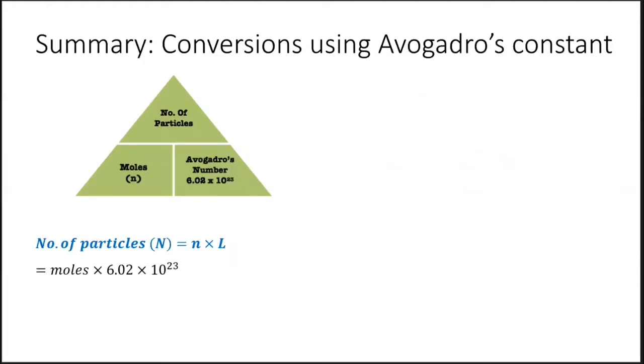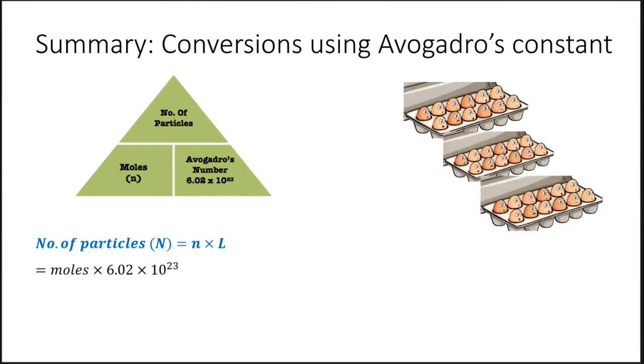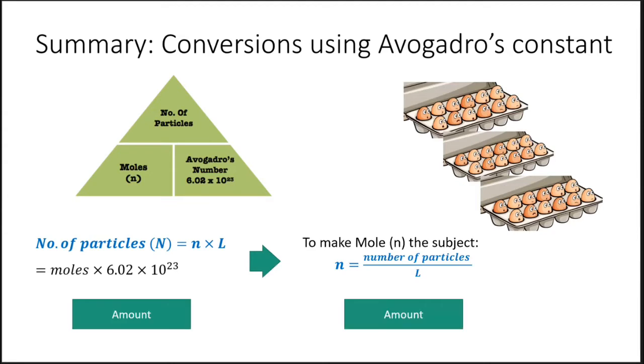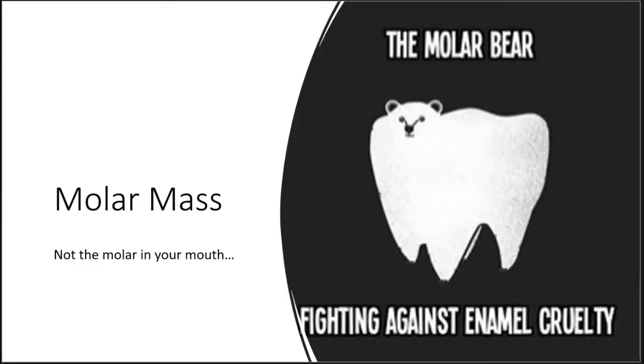In summary, for those who appeal to visual representation, this pyramid represents the relationship. The multiplication of the number of moles and Avogadro's number will give us the actual number of particles. It's like 3 dozens of eggs times 12 equals the actual number of eggs, which is 36. If we know the actual number of particles and we're aiming for the number of moles, we just need to reverse the formula and make mole the subject.